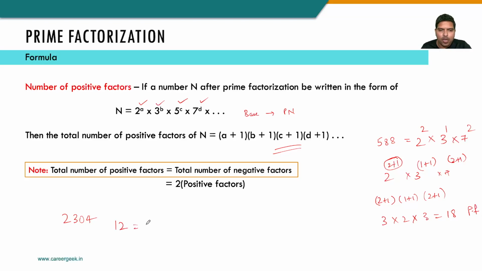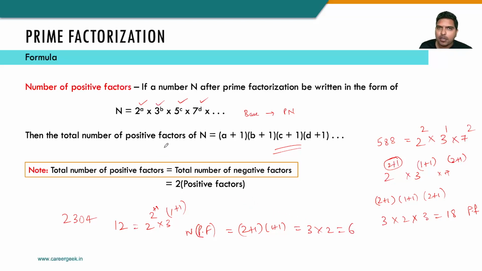We can just verify with this also. We got 6 positive factors. If you want to find the number of positive factors of 12, this exponent is 2, you add 1. And the next exponent is 1, you add 1 to that. So what we get? 6.